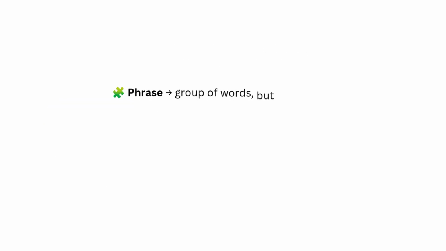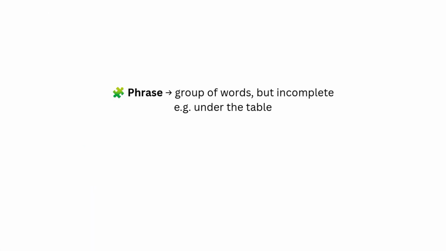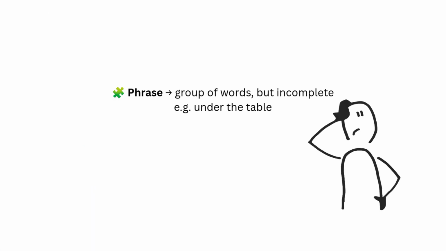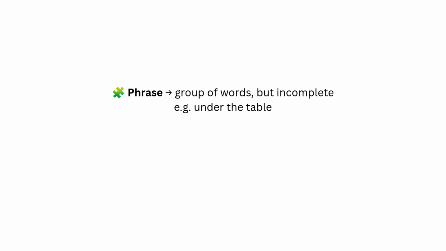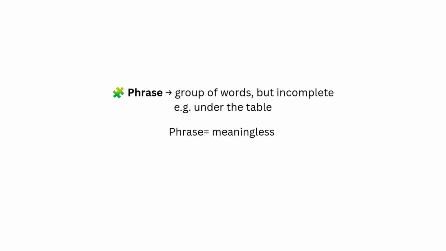Let's discuss phrase first. Imagine someone says, under the table. You'll probably ask, under the table? What? That's because under the table is a phrase. It has meaning, but it doesn't express a complete thought. So we can conclude that a phrase is a group of related words that works together but does not express a complete idea.